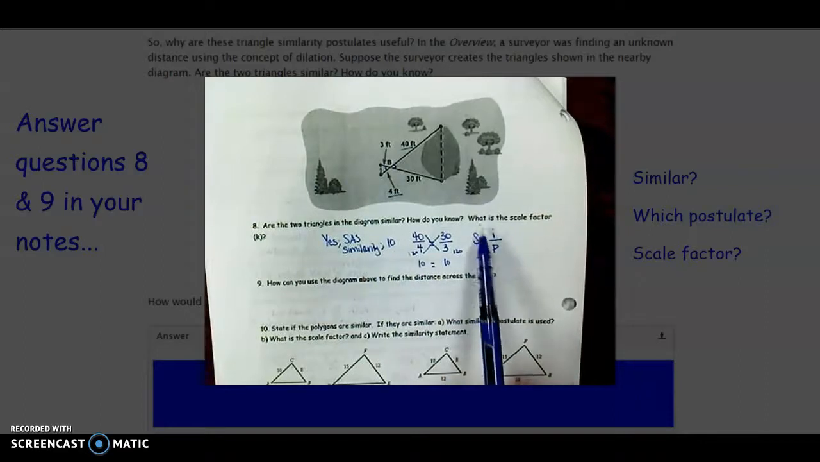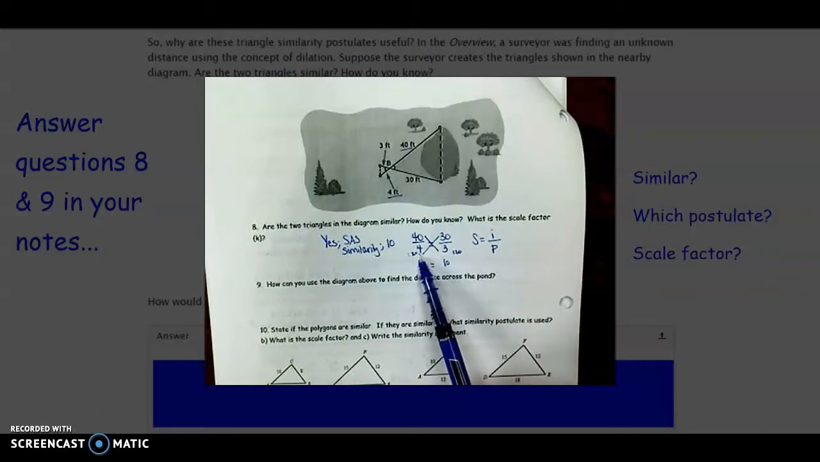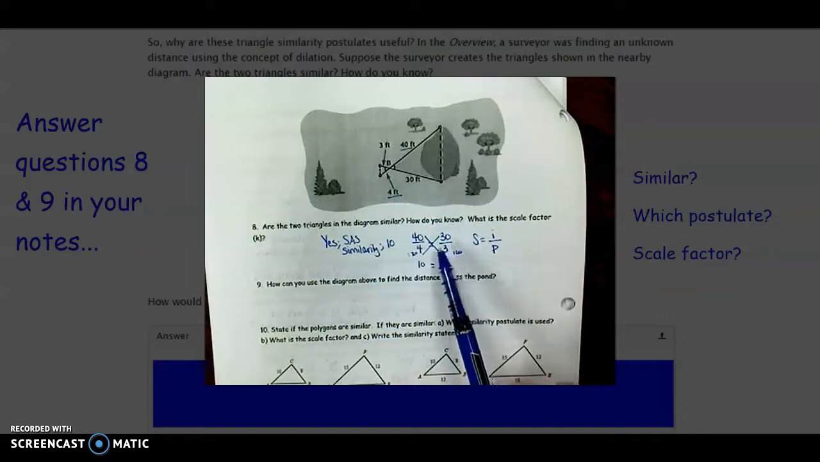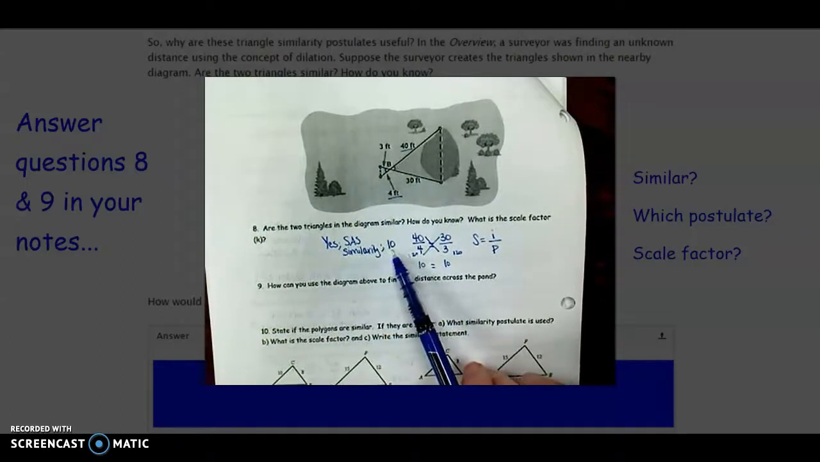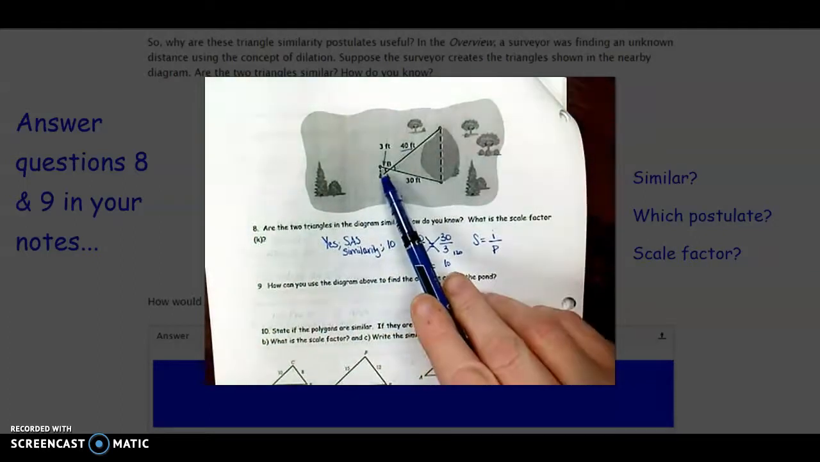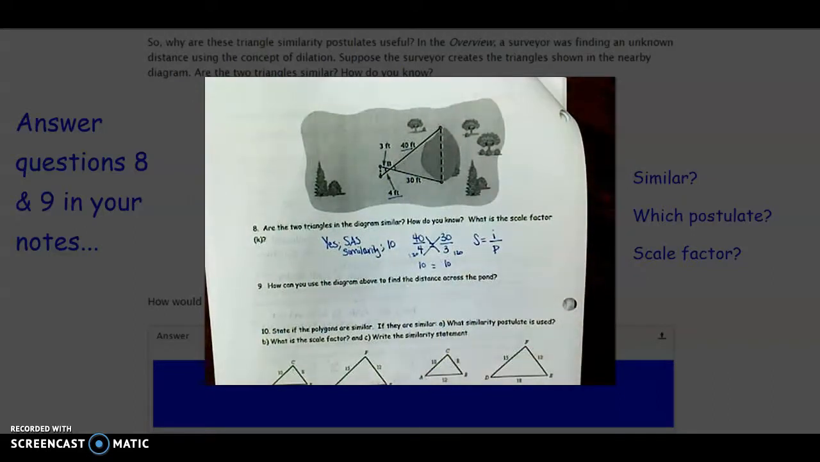The last question says, what is the scale factor? And remember, anytime you write a scale factor, it's the image over the pre-image, which is how we set up our ratios here. So all we need to do is tell the simplified version of those. 30 divided by 3 is 10, 40 divided by 4 is 10. That means my scale factor is 10. That means my figure got bigger, which it did. That figure got bigger by a scale factor of 10.